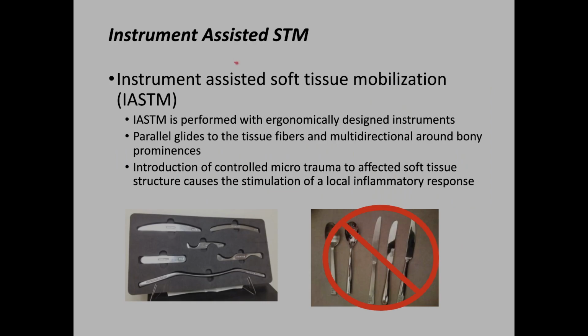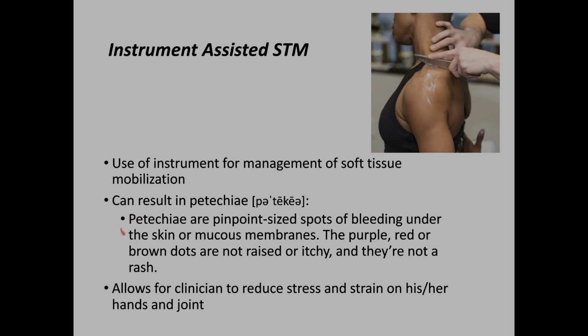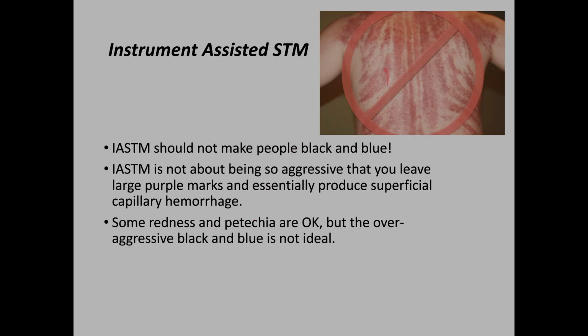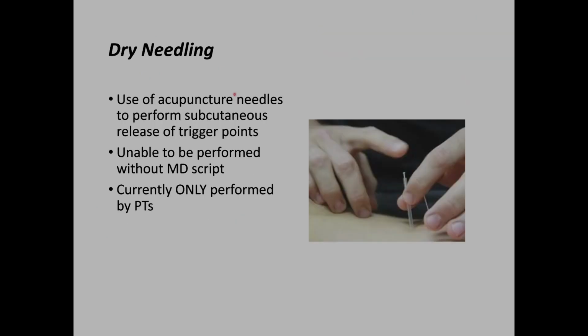Right. Instrument-assisted soft tissue massage. Again, just know what it is and how it's conducted. Things that you can see, like these pinpoint-sized spots of bleeding under the skin that give you that purplish red-brown dot. They're not raised. It's not a rash. It's not itchy, right? So understanding, it shouldn't look like this, right? So have a basic working knowledge of instrument-assisted soft tissue massage, sometimes called Graston. Dry needling as well. This is not something we'll do as LPTAs, but have a working knowledge of why it's used, typically performed for the release of trigger points in many cases.